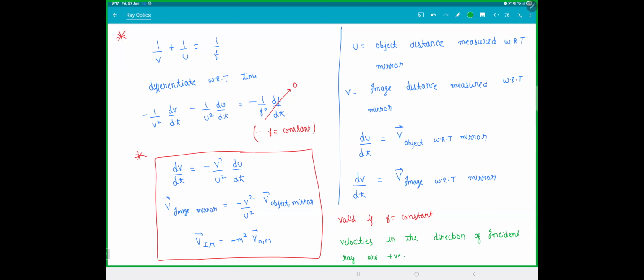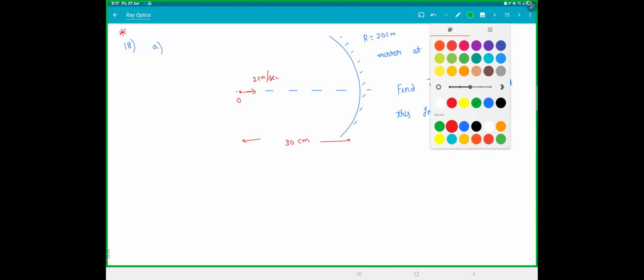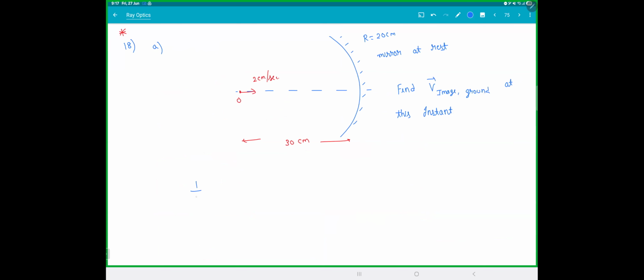Now, coming back to this question. First find the v value. So 1 by v plus 1 by minus 30, the focal length is minus 10. So we get v is equal to minus 15 centimeters. Since here the mirror is at rest, velocity of image with respect to the mirror is minus v square by u square, velocity of object with respect to the mirror.